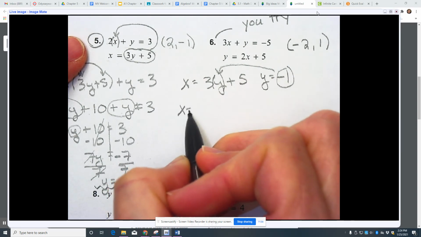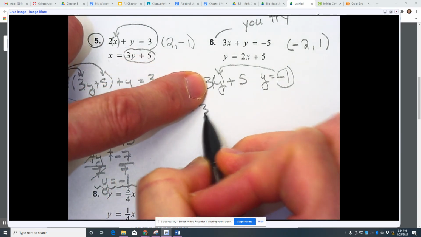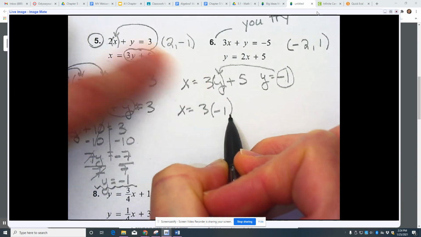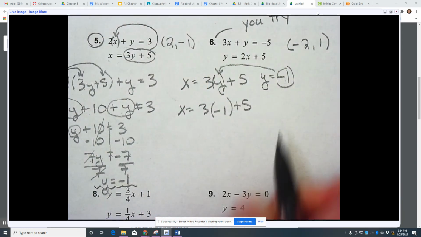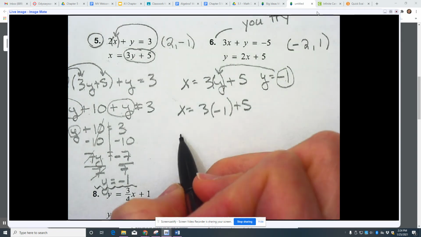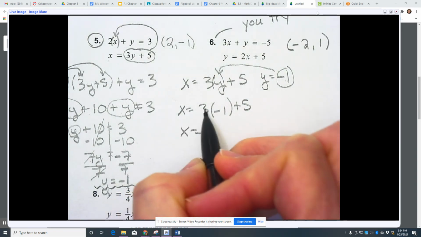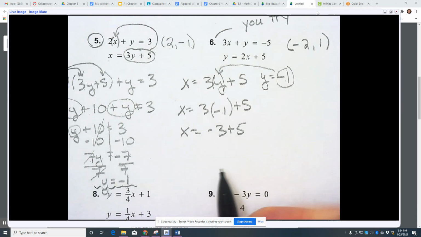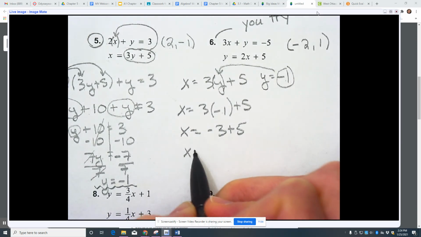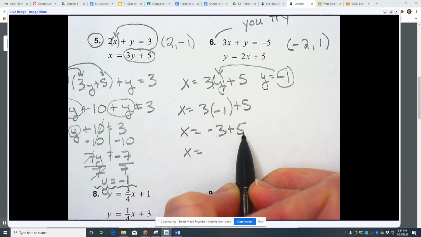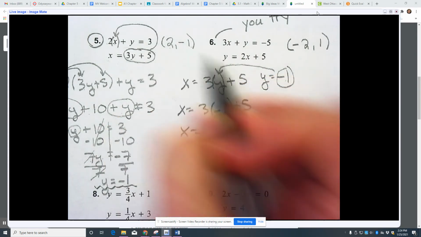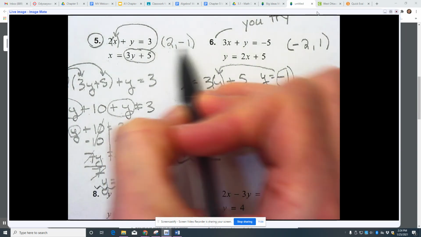So x equals 3. When I get to the parentheses, don't write the y. Substitute the -1, right parenthesis, plus 5. Keep simplifying. x equals 3 times -1 is -3, plus 5. x equals -3 plus 5 is +2. So x equals 2, y equals -1.